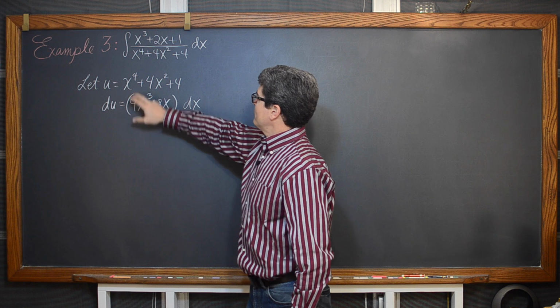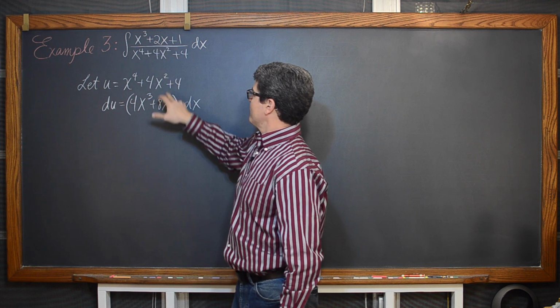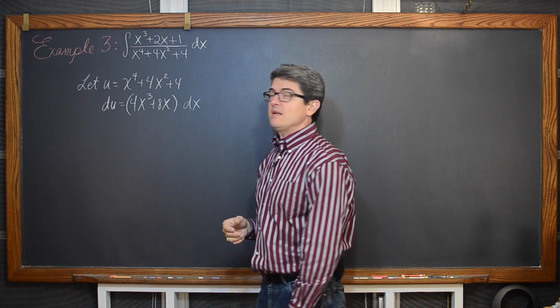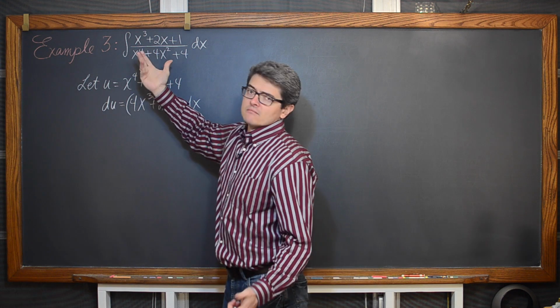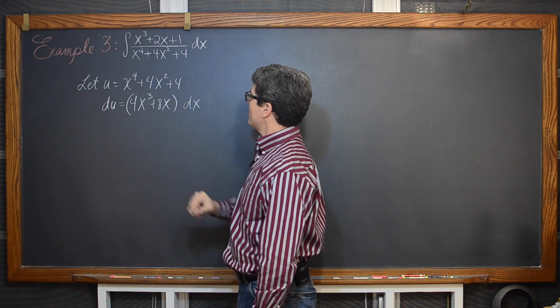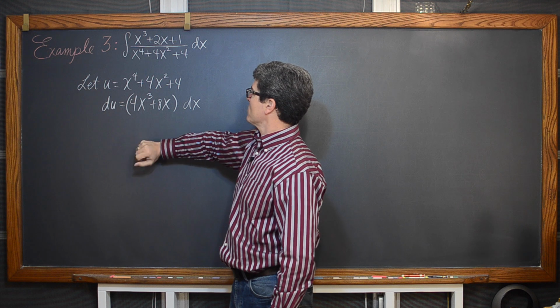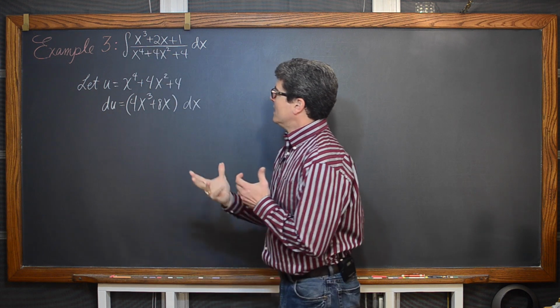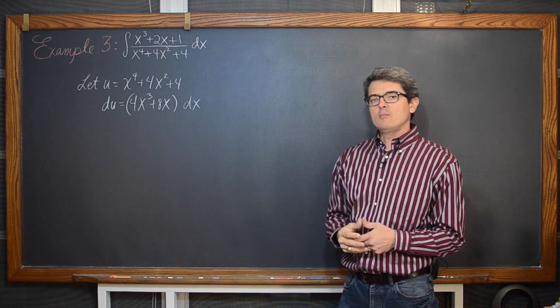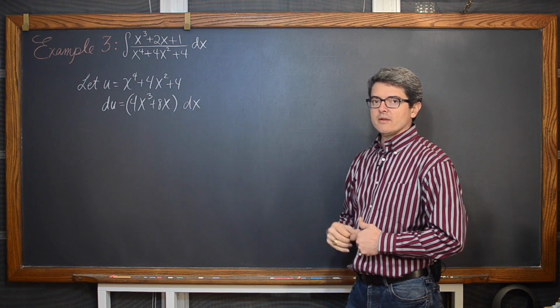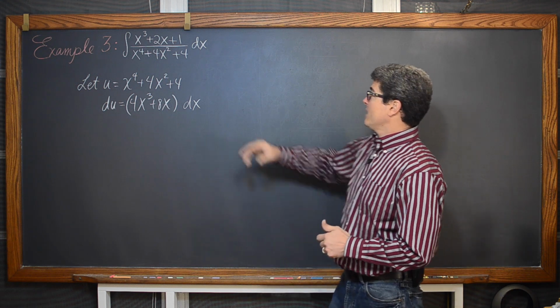But we do have a third degree term and a first degree term, which is quite nice and convenient. I did try to make these problems work out somewhat nicely. We have 1 times 4 is 4 and 2 times 4 is 8. So actually we do have a u prime over u situation going on there with part of our numerator, but then we have that plus 1.